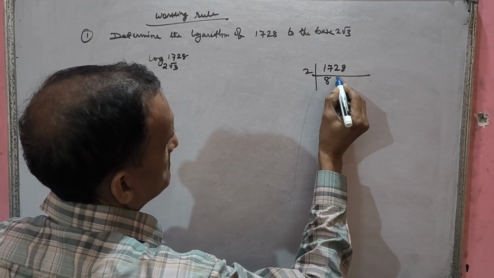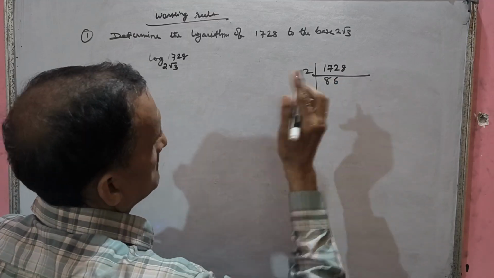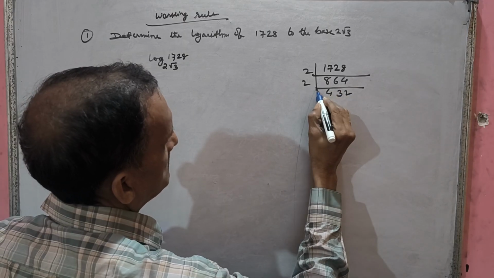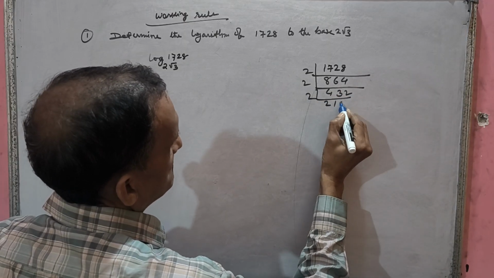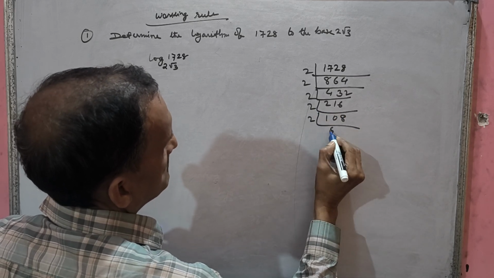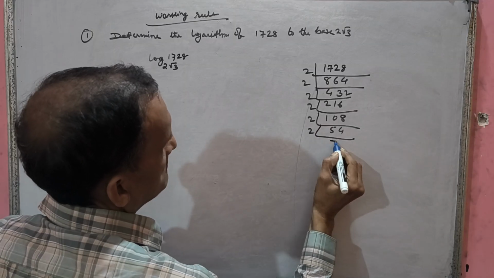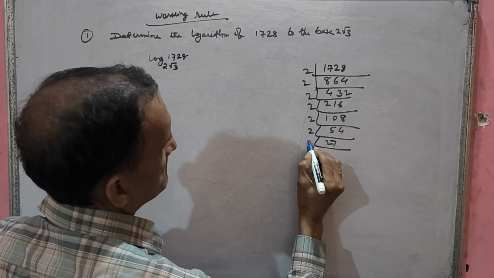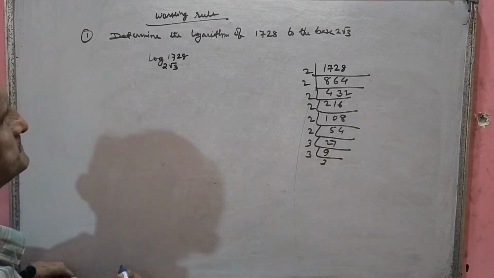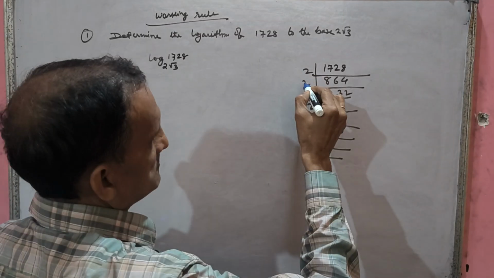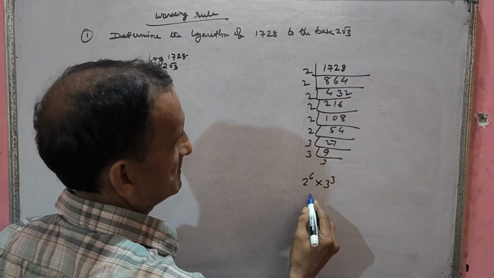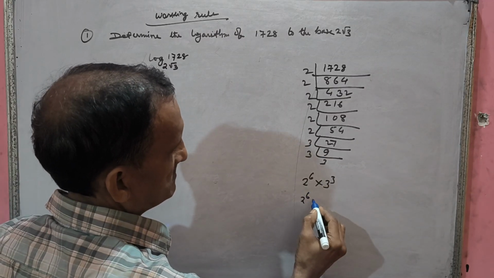2 8s are 16, 2 6s are 12, 2 4s are 8, then again 2 4s are 8, 32 will be here, then again 16 will be here, then again 2 1s are 8. How much will we get? 54, 27, then 3 9 3. How much have we got? This is 1 2 3 4 5 6, 2 to the power 6 into 3 to the power 3.